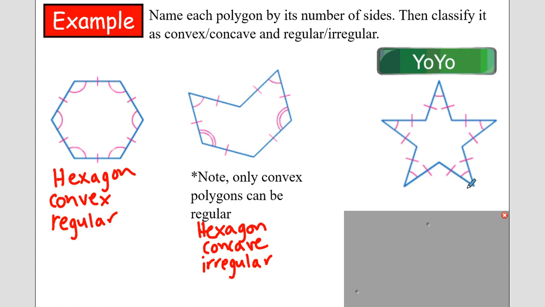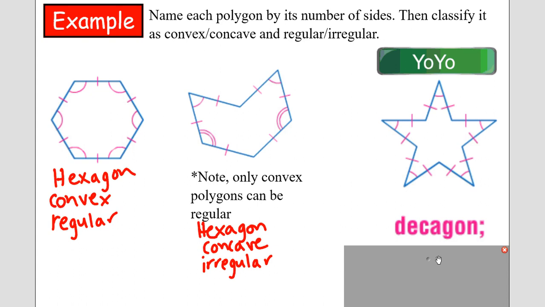Welcome back. First thing, how many sides? It's 10-sided, right? There's 5 points. Each point has 2 sides, so it's 10-sided, a decagon. It is concave. There's dents on every single side.